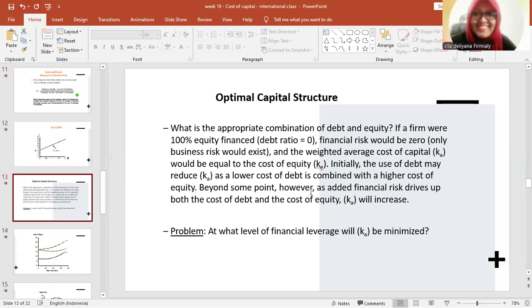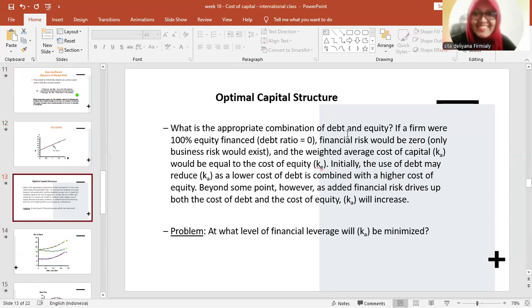What is the appropriate combination of debt and equity? This is the one I mentioned to you guys before. The appropriate combination of debt and equity. If a firm is 100% equity financed, or the debt ratio is equal to 0, then the financial risk would be 0.